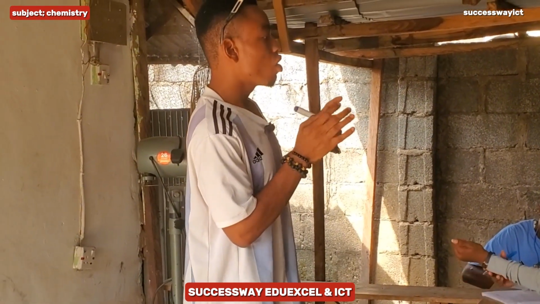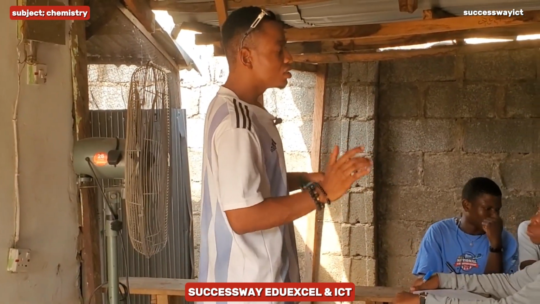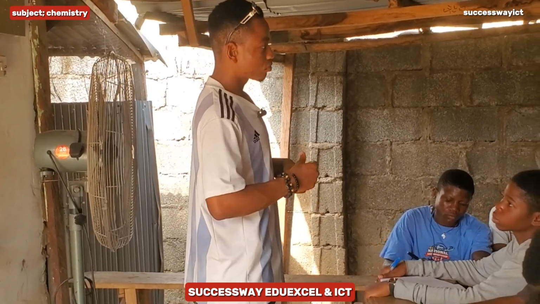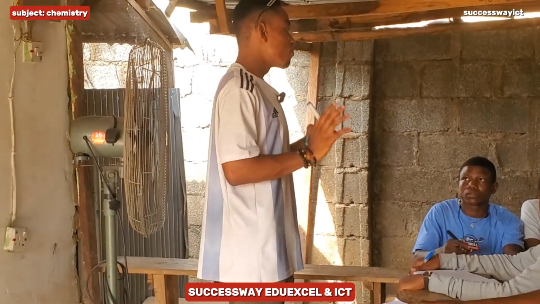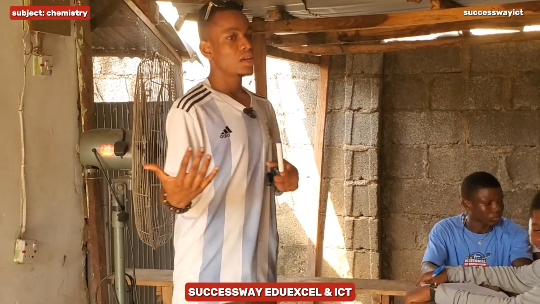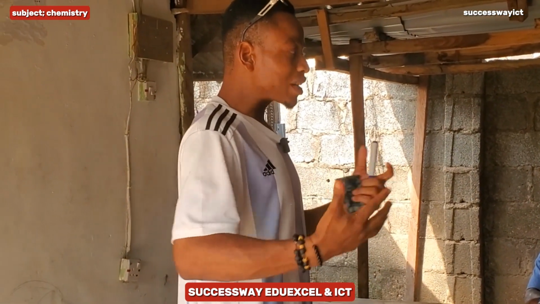It might be asked: organic compounds form mostly what? A. Ionic bond. B. Dative bond. C. Covalent bond. D. Van der Waals. They form covalent bonds. And what is a covalent bond? It involves sharing of electrons between two atoms that participate in the reaction.